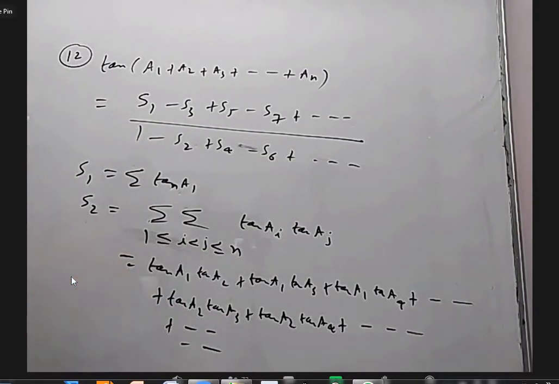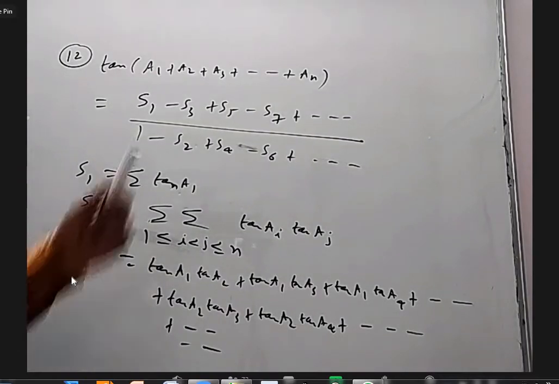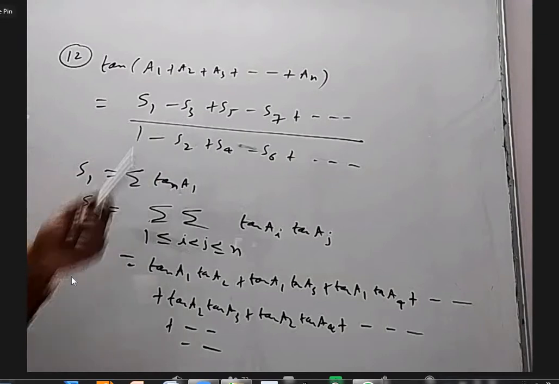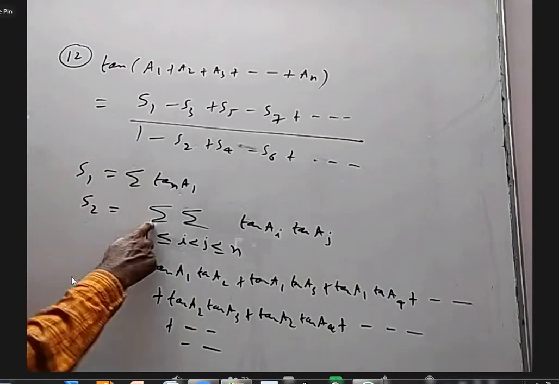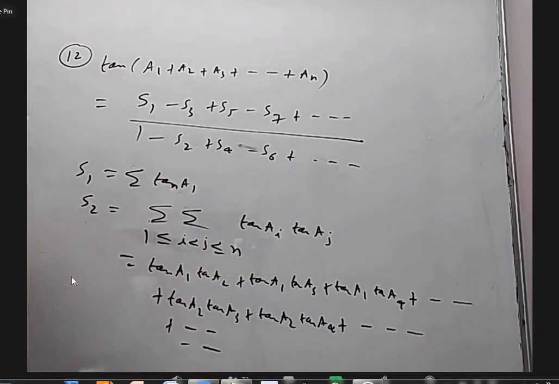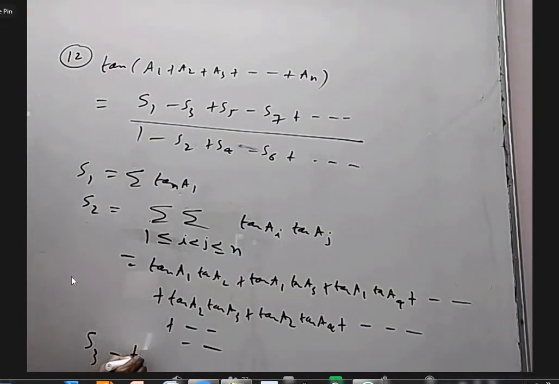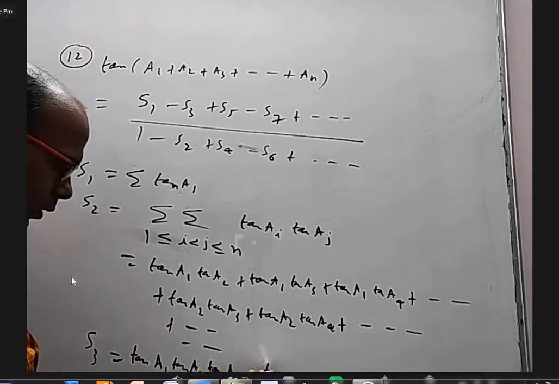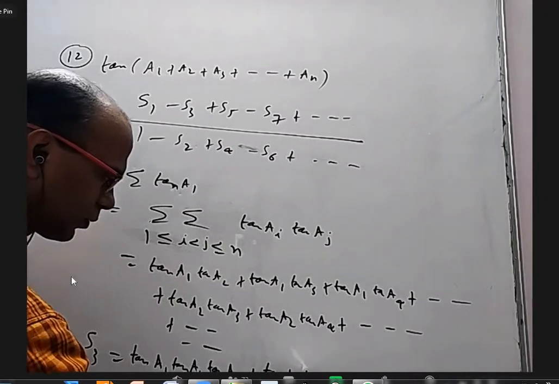Is everybody clear what these two things mean? Yes, sir. Similarly S3 means three things. I have to write 3 sigmas, I less than j less than k and all that. But I prefer to write an example: tan A1 into tan A2 into tan A3 plus tan A1.